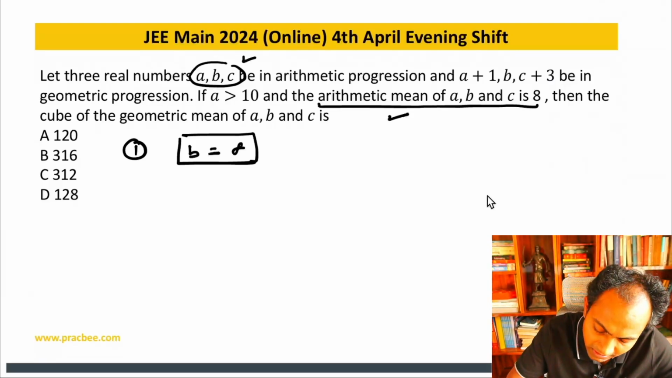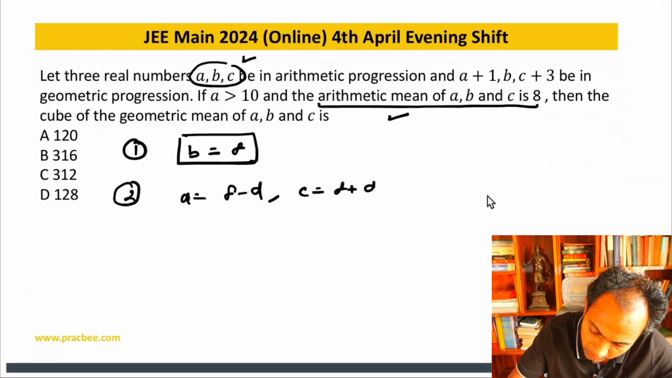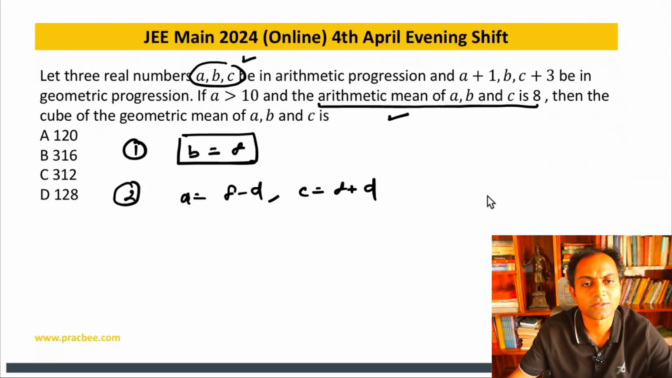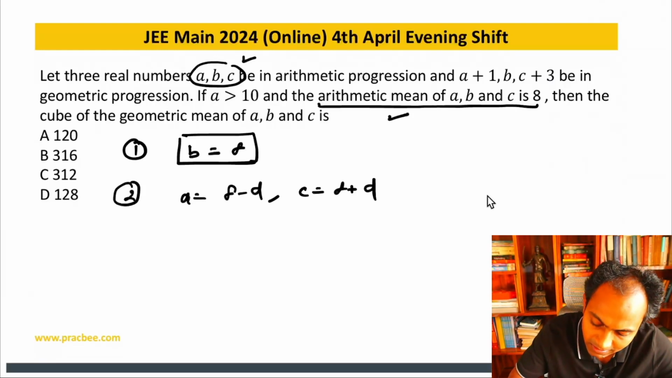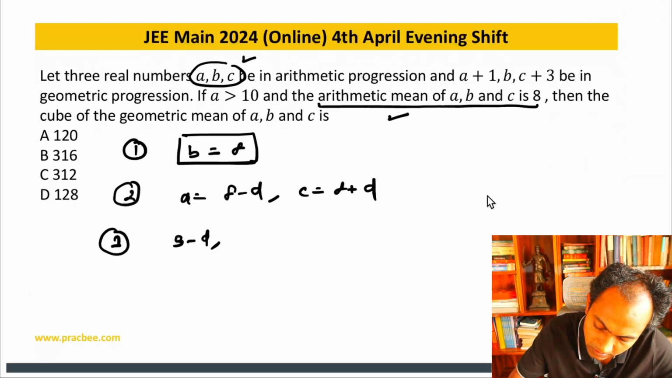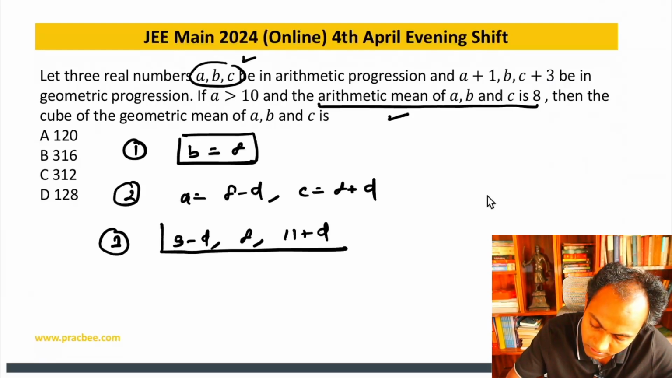If you can understand this, and if I assume d to be the common difference, then A will become 8 minus d, and C would be 8 plus d. So we have figured this out in the first two steps. Now what they're saying is there is another set of numbers that are in GP. A plus 1 will become 9 minus d, B will remain 8, and C plus 3 will become 11 plus d. So now these three numbers are in GP.